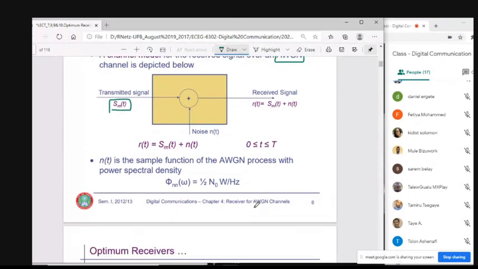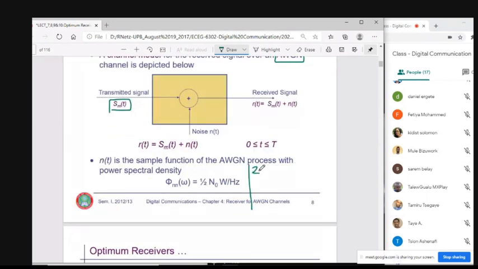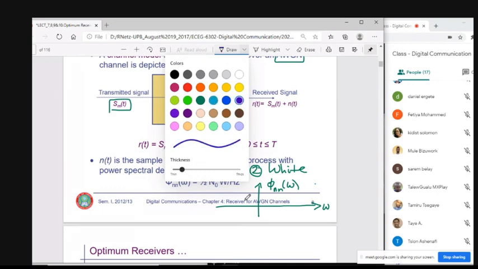White. The second fact is the noise is white. White noise means it spans the entire frequency range. So if we are to plot the power spectral density versus frequency, the power spectral density of the noise, phi_n(w), then what we will see is that it would be a constant.